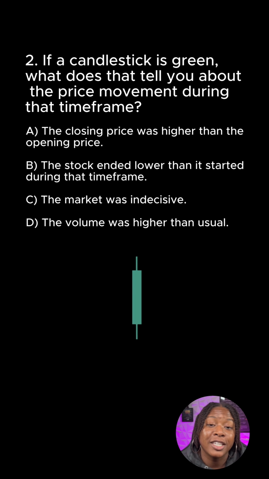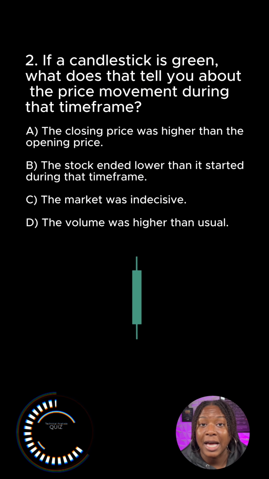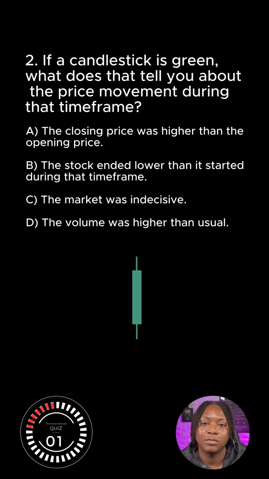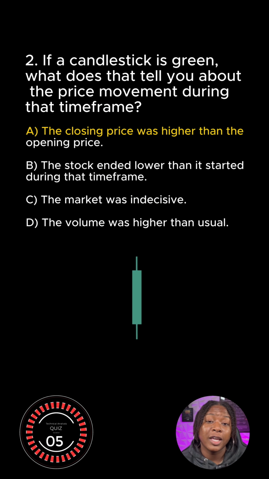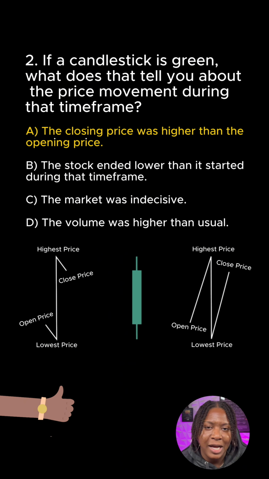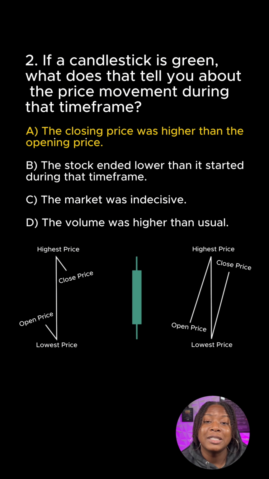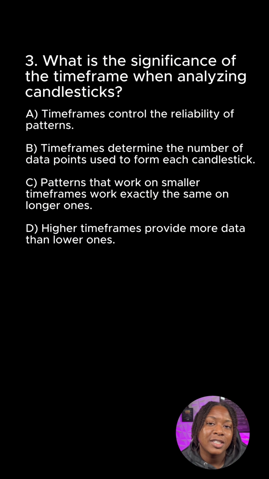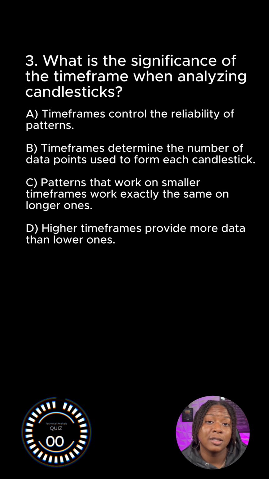If a candlestick is green, what does that tell you about the price movement during that time frame? A green candlestick is like a thumbs up for positive price movement. So it basically shows that the closing price is higher than the opening price, meaning that buyers were in control during that time frame.